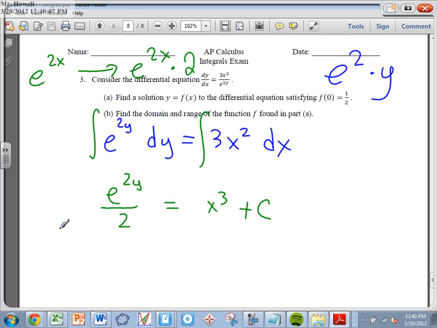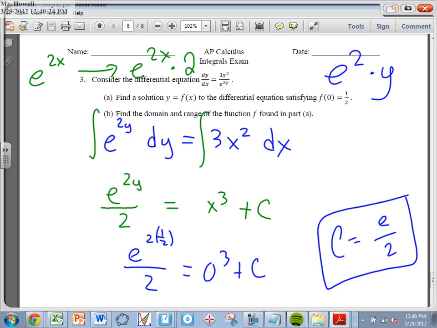So for y is 1/2. It's e to the 2 times 1/2 all over 2 equals 0 cubed plus c. So c is just that. Well, what's 2 times 1/2, everybody? 1. So c is just e over 2. No, you don't need a calculator for that. I can't remember the value of e. Oh, sorry, yeah. 2.71, approximately. Okay, so half of that, 1.355. All right, so for this value, this is what you're going to put in for c now.